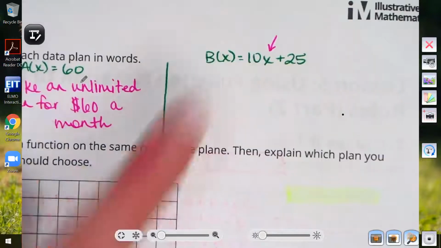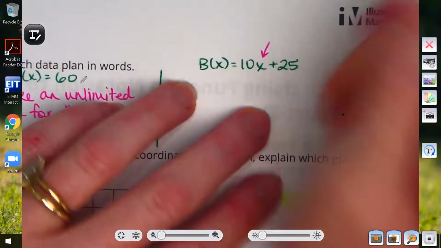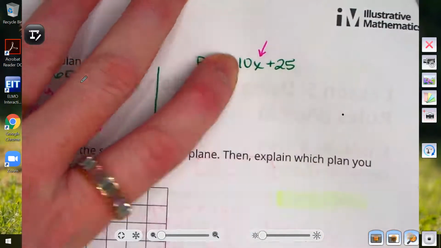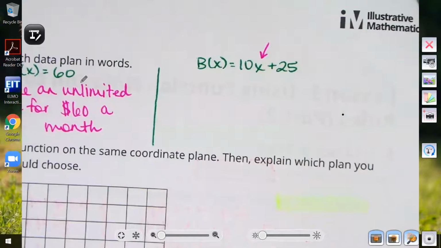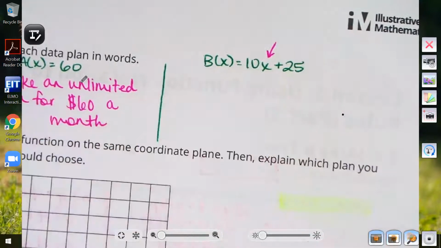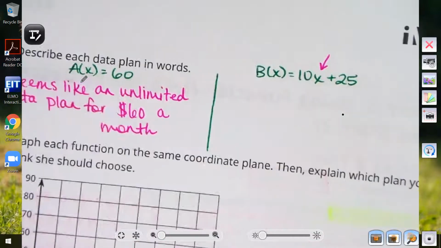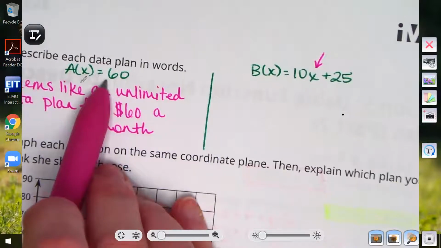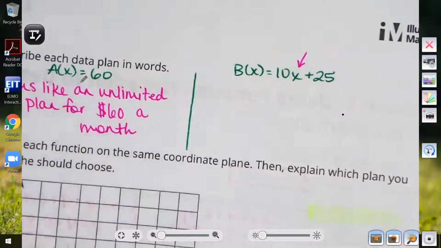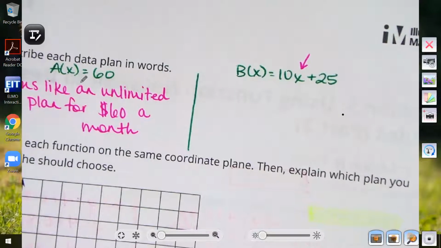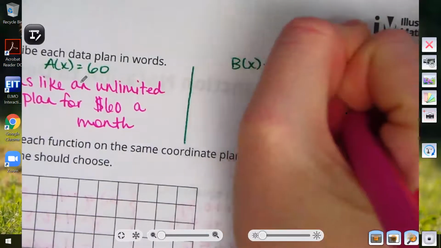$10. Okay, now what is this 20? Okay, so we have that. This is $10 being added to her bill for every gig she goes over. But what's this 25 mean? It's just there all the time. So what do y'all think that is? What does the number all by itself mean over here? Is that just the price? Yeah, that's probably just the standard fee for that plan, right? Because they have to make some money somehow. Okay, so this is gonna be like your starting fee.